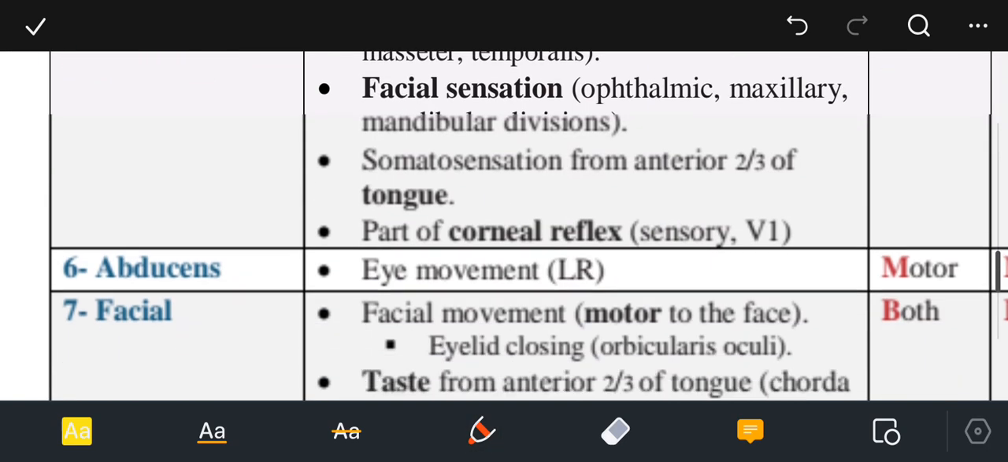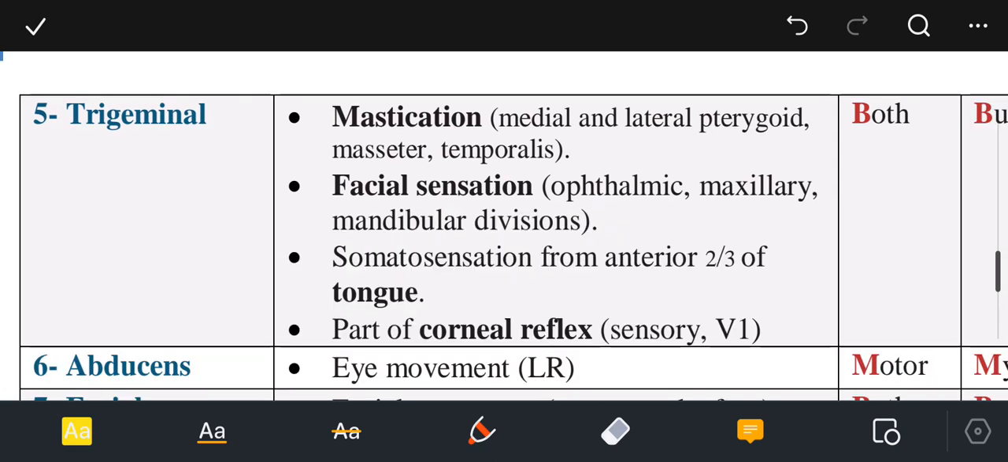Then we have the trigeminal nerve. The trigeminal nerve is a mixed nerve. It has motor as well as sensory components. The motor component goes to the muscles of mastication, which are the medial and lateral pterygoid muscles, the masseter and the temporalis. The facial sensations are from the ophthalmic, the maxillary and the mandibular divisions.